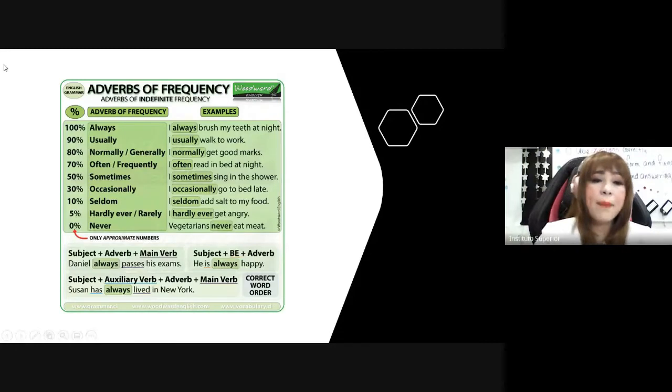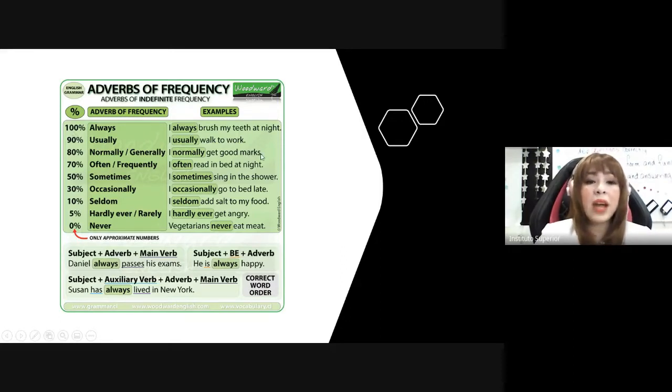So the adverbs of frequency indicate a degree. For example, always indicates 100 percent, usually 90 percent, normally or generally 80 percent, often and frequently 70 percent, sometimes 50 percent, occasionally 30 percent, seldom 10 percent, hardly ever or rarely 5 percent, and never means 0 percent. Remember, these are approximate numbers.